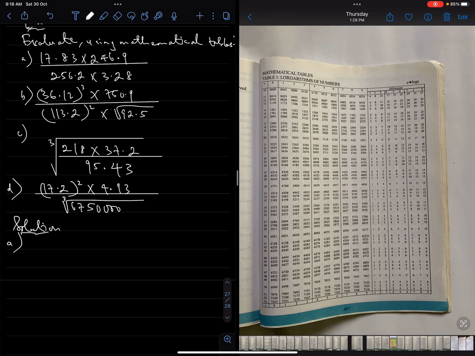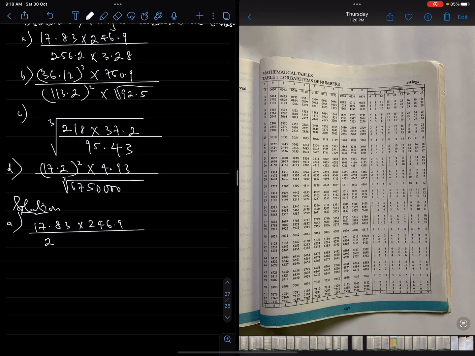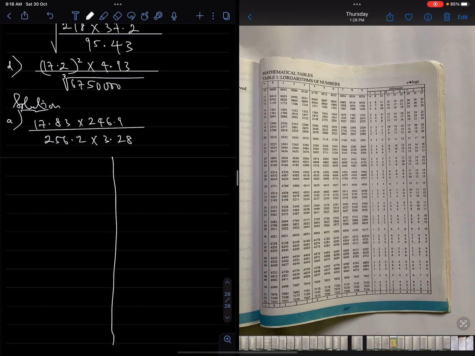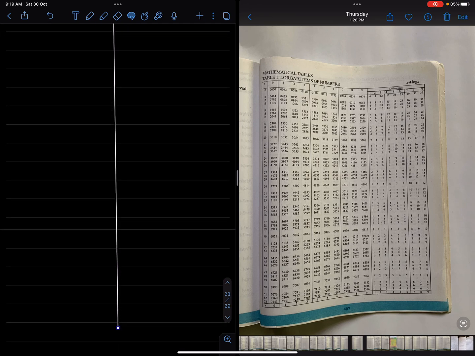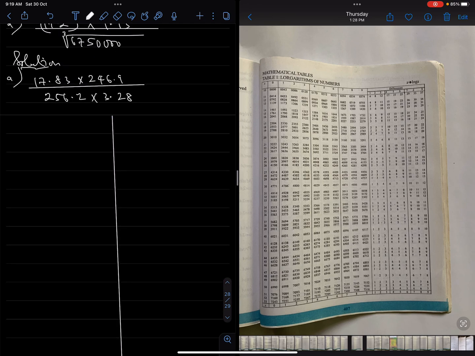A. What's the first question? That's 17.83 times 246.9 divided by 256.2 times 3.28. Do you understand? Yes. Now, this is the first thing you do. You rule a table, and then you can make it longer. Now, when you have a table, you write each number.